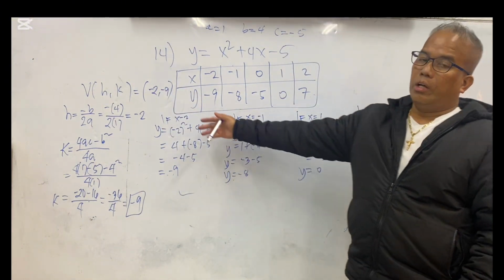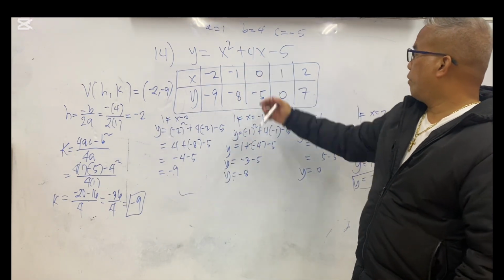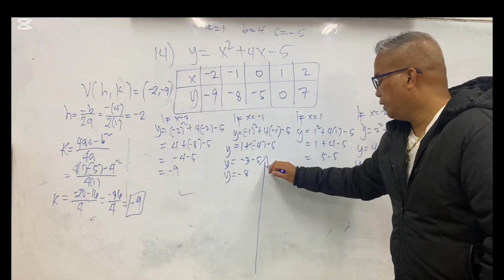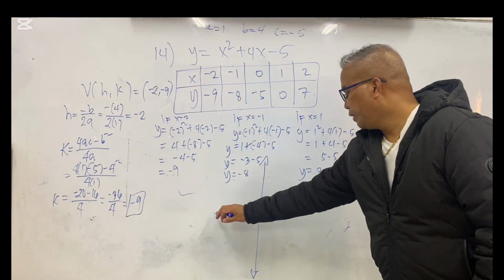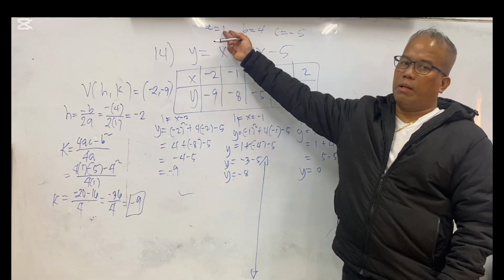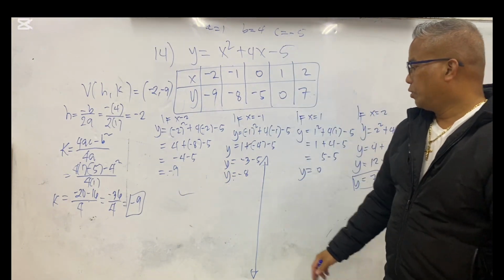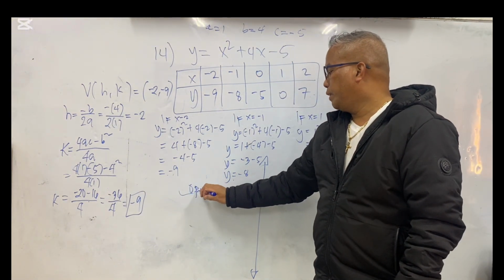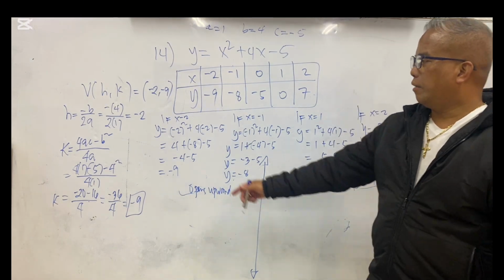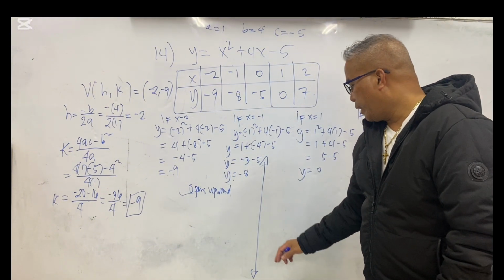Why do we solve for the vertex? Because we need to graph this quadratic equation. To graph this, we draw a Cartesian plane. The vertex is negative 2, negative 9. The value of a is 1, positive, so the parabola opens upward. But first we will plot the vertex, negative 2, negative 9.